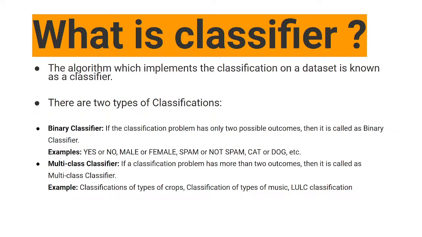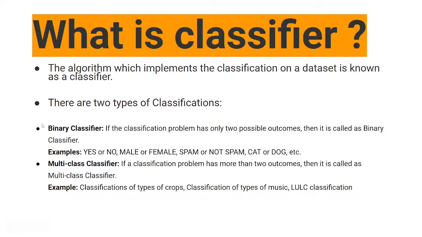And for a multi-class classifier, suppose I want to make a land use land cover classification map and classify built-up area, vegetation, water body, and barren land, so it is a multi-class classifier. We have to use different classifiers for binary and multi-class classifiers.